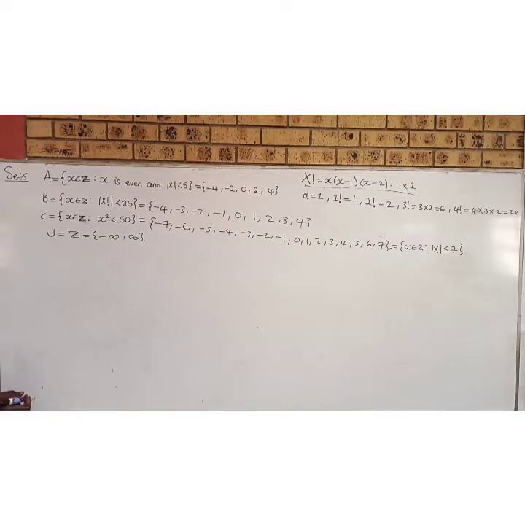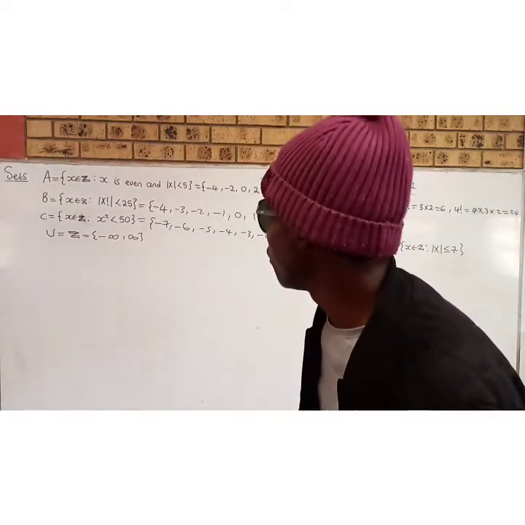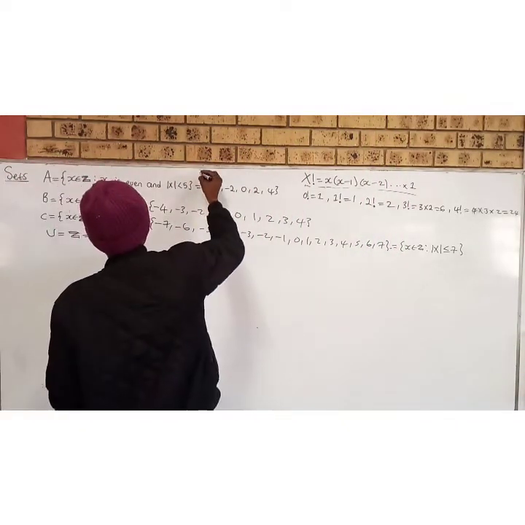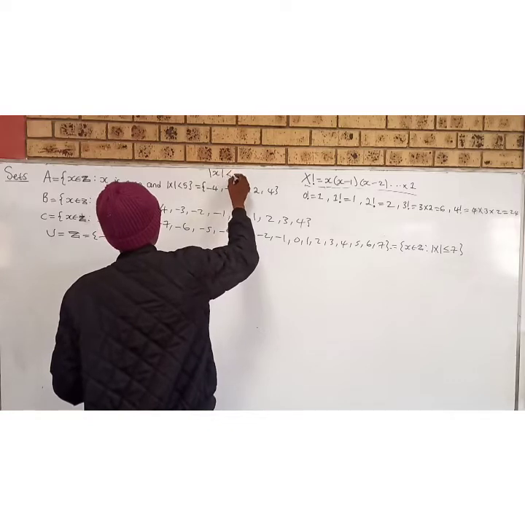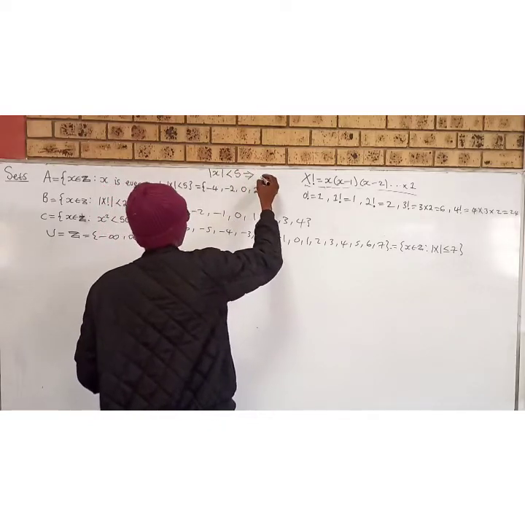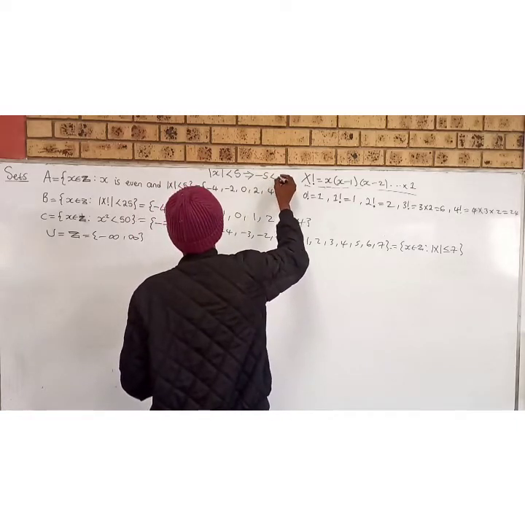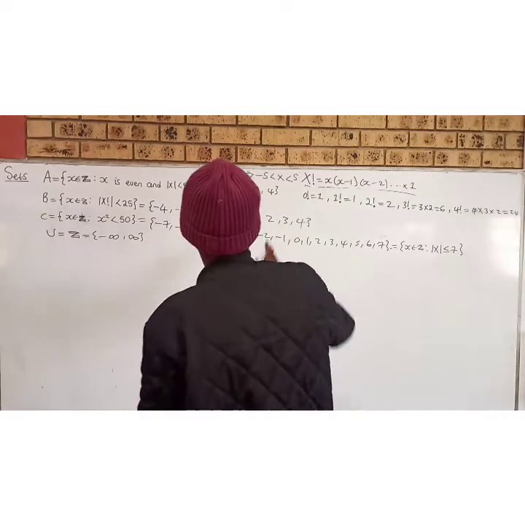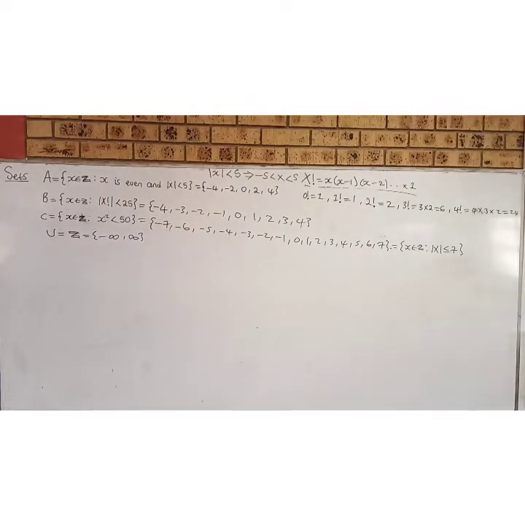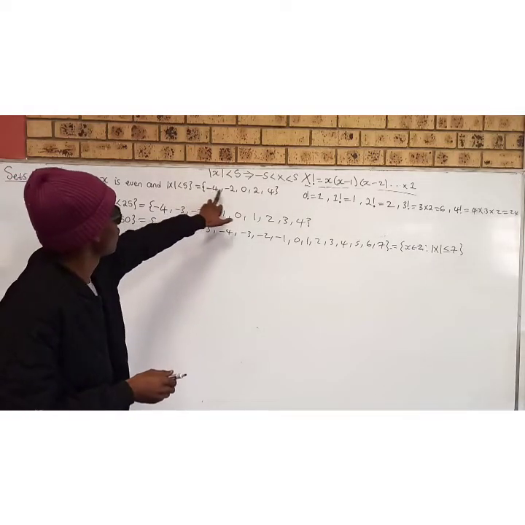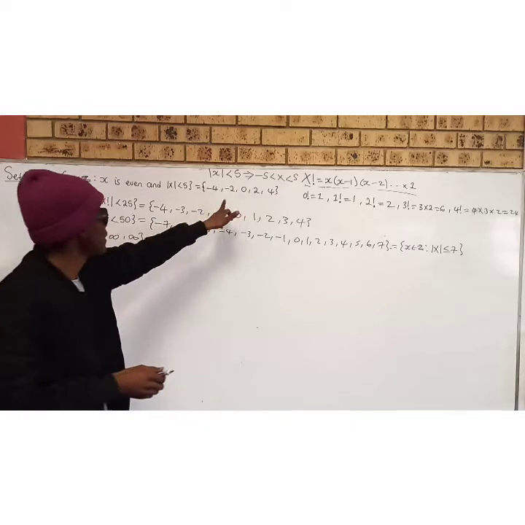So our A is defined by X, an element of integers, such that X is even and the absolute value of X must be less than 5. If you recall, the absolute value of X less than 5 is similar to saying that X is between negative 5 and 5. And we just said our X is even. So that's why we have these elements for A, because they're between negative 5 and 5, and they're even.